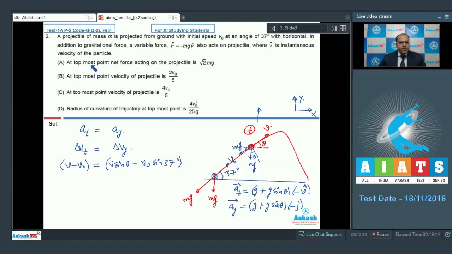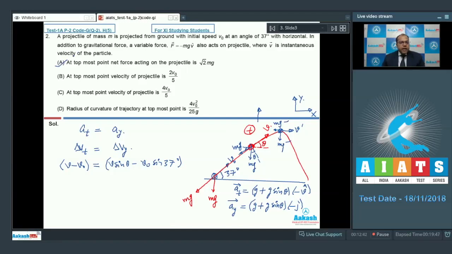In option A, it is given that at topmost point net force acting on the projectile is root 2 mg. So at the moment when the particle reaches the topmost position, let this be the topmost position, then at this moment mg is acting in this direction, the velocity is in this direction v dash. So at that moment the variable force mg will act in this direction. So the resultant of these two forces will be root 2 mg. So option A is correct.